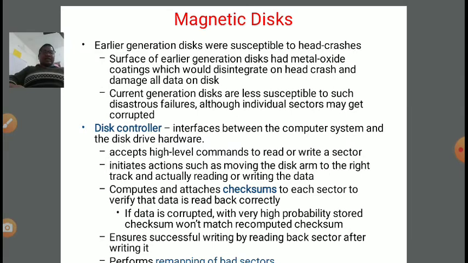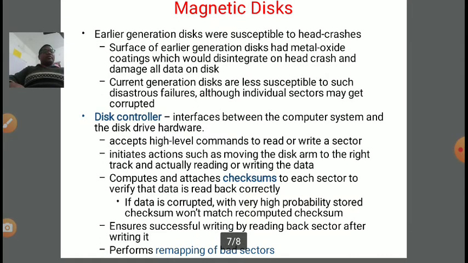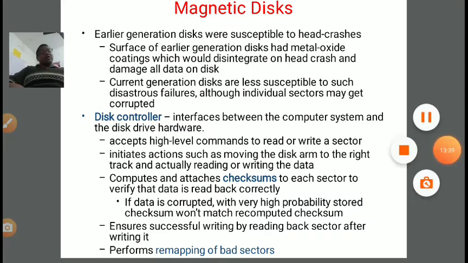It computes and attaches a checksum to each sector to verify that data is read back correctly. So checksum is used for checking errors. If data is corrupted, with very high probability the stored checksum won't match the recomputed checksum. If we compare and the checksums are not equal, then we will say there is some error, the data is corrupted. It will ensure successful writing by reading back the sector after writing it. So a read back mechanism is also present to ensure that the writing has been done successfully.